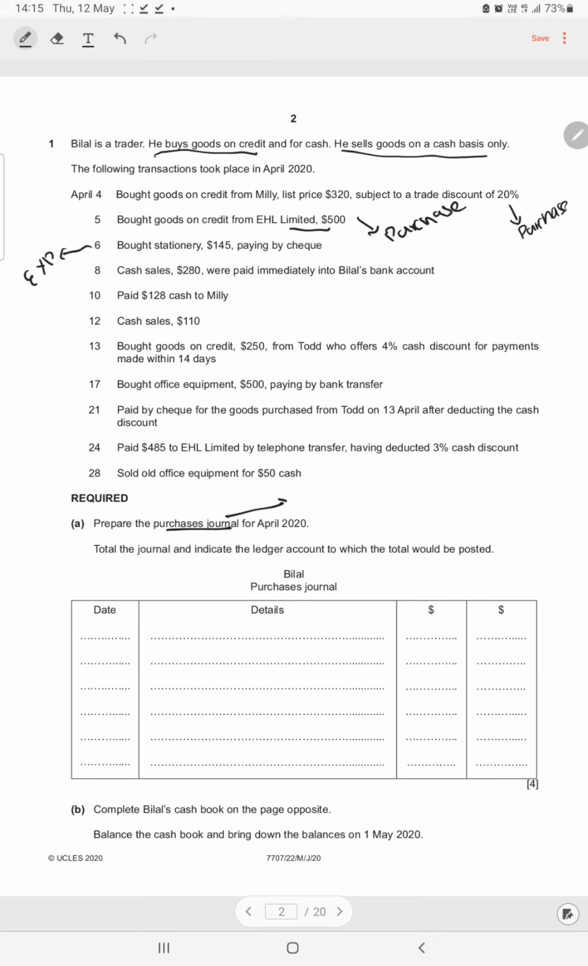The purchase journal is the book of prime entry which records all credit purchases of trading goods. Now this term you are familiar with. When I say trading goods, you are familiar with this term.